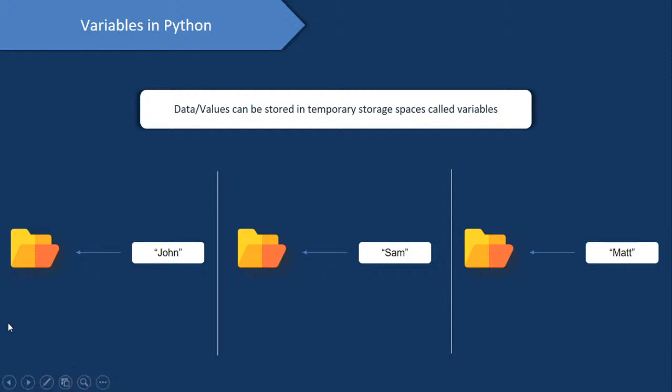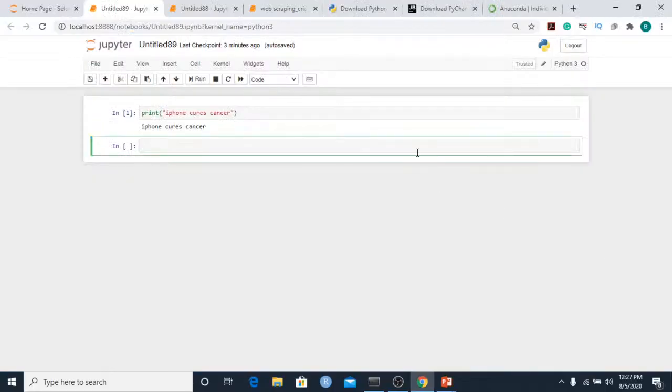So here, first we are starting out by storing this value John in this variable student. After some time, I want to remove this value, and I would want to store the value Sam inside this. Then again, after some time, I'm removing this value Sam, and I'm storing the value Matt inside it. So this is how we can work with variables, and I'll just give you some simple examples over here.